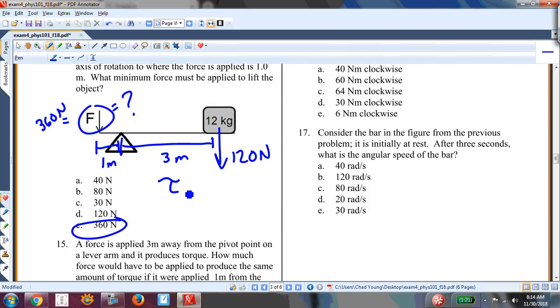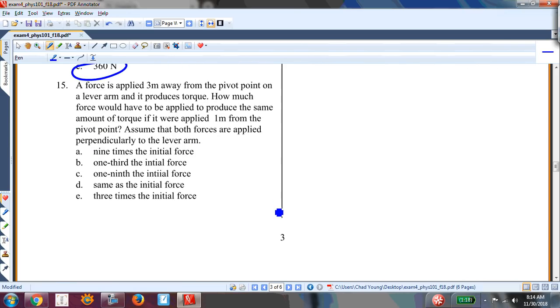But I'll balance the torques. We'll call the one on the left torque 1 and the one on the right torque 2. And I would say force times 1 meter, that's the length of the moment arm, is equal to 120 newtons times 3 meters. And then you would find that force is 360 newtons. A force is applied 3 meters away from the pivot point, and it produces a torque. How much force would have to be applied to produce the same amount of torque if it were applied 1 meter from the pivot point? Hey, look, this is the same question, so E is the right answer.